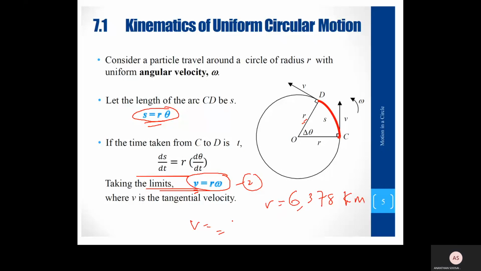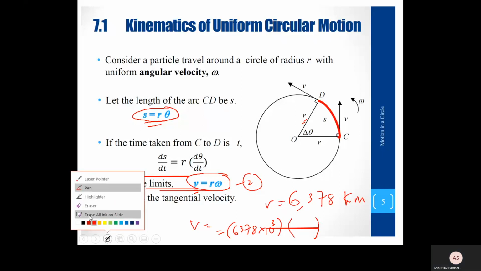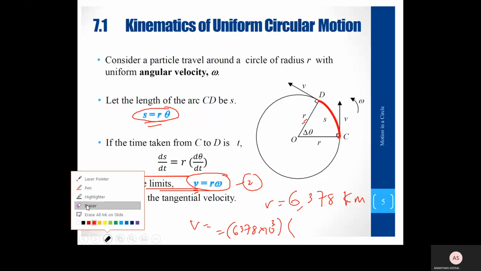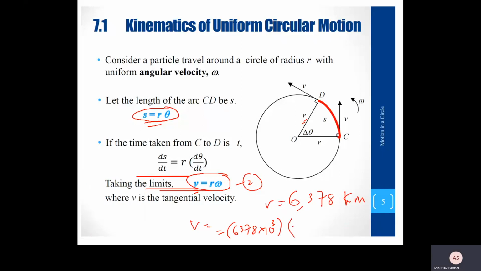V equals R omega. So put the radius in meters: 6378 times 10 to the power of 3. Omega is 2 pi over T. You know the period, right? What is the period of the Earth? 24 hours, one rotation. So 24 times 60 times 60. So what do you get?